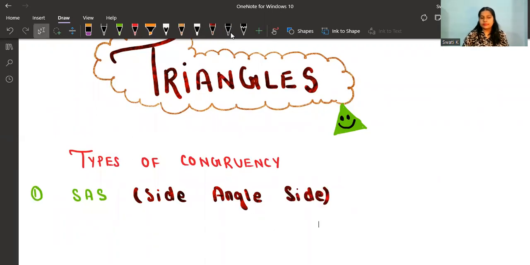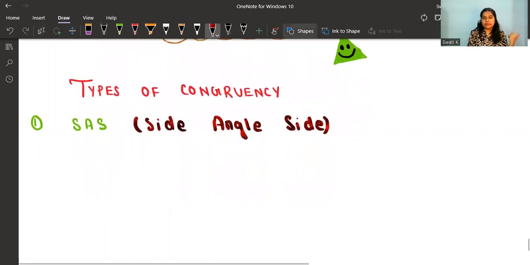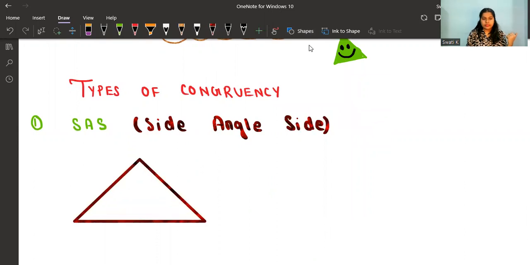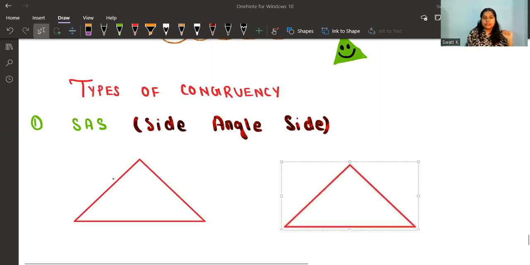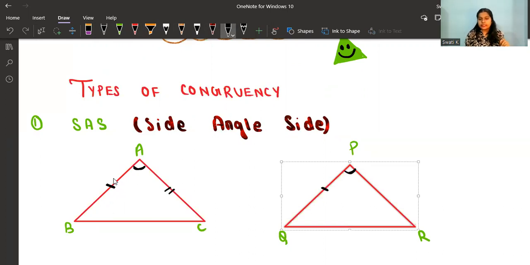Now, how can we say two triangles are congruent by SAS? For example, suppose I have these two triangles. This is the first triangle, and this is the second triangle. If I'm naming this as A, B and C and this as P, Q and R, you can see if we have AB equals PQ, that means this side equals this side, this angle equals this angle, and this side equals this side, then we can say both the triangles are congruent using side angle side congruency. That's the meaning of SAS.